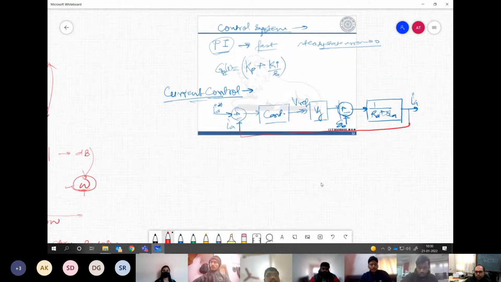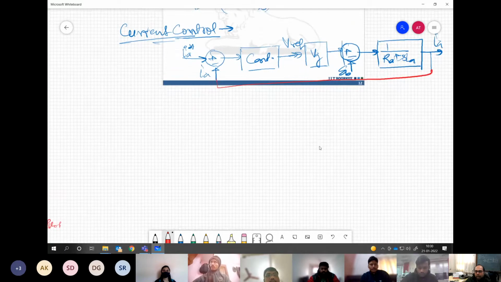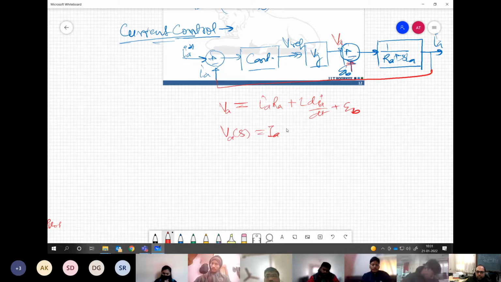Now if you see closely, there is something getting subtracted over here in the VA generated by the converter. Now what is the effect of this EB? If you see the equation, we have IA RA plus L dIA/dt plus EB. Or if you write it in the S domain, the capital letter denotes basically the Laplace transform, so I will simply use that.